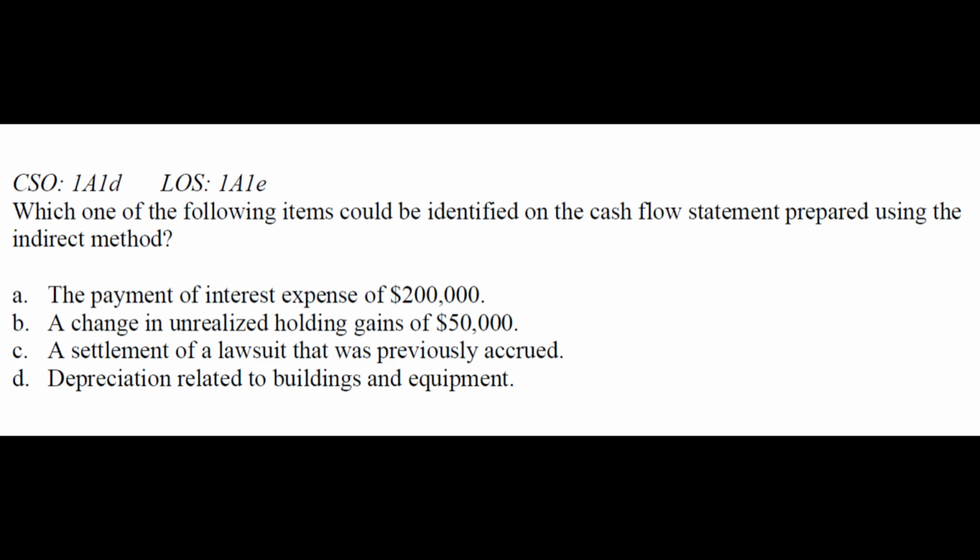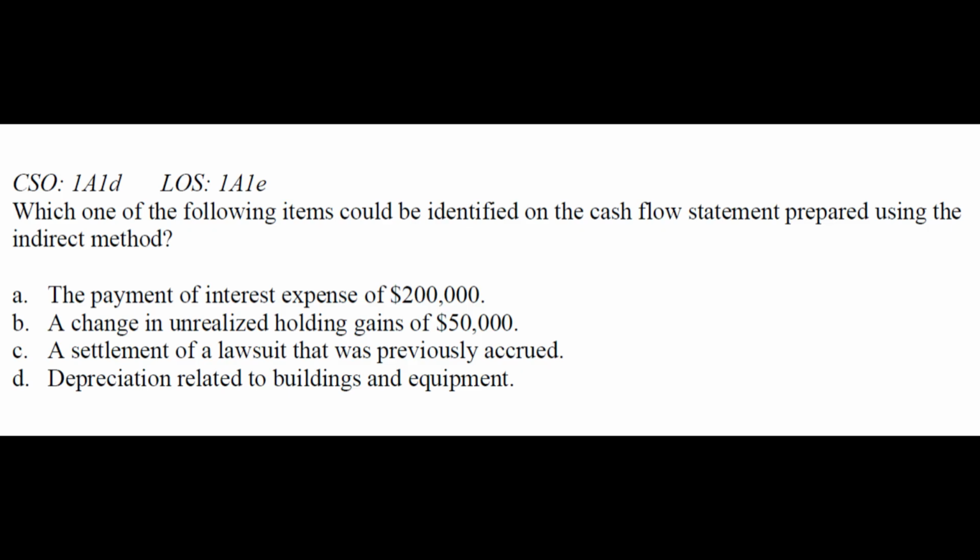C. A settlement of a lawsuit that was previously accrued. Incorrect. The cash settlement affects operating cash flows, but is typically reflected through changes in working capital accounts rather than being separately identified. D. Depreciation related to buildings and equipment. Correct. Depreciation is a non-cash expense deducted in arriving at net income. Under the indirect method, it is added back to net income as a separate adjustment to determine operating cash flow. Correct answer. D. Depreciation related to buildings and equipment.